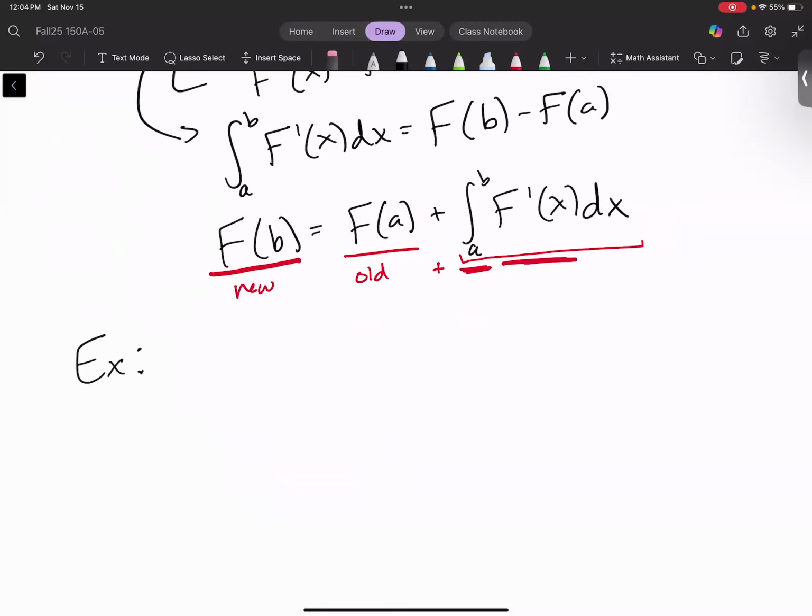Okay. So let's say we're given v of t equals 3t minus 5 meters per second, on the interval t from 0 to 3. And I want to find the net displacement of the particle. So let's just write the sentence here: find the net displacement.